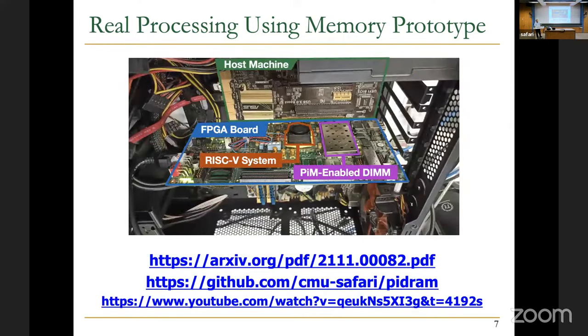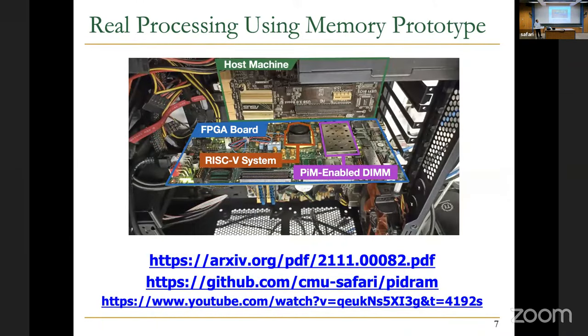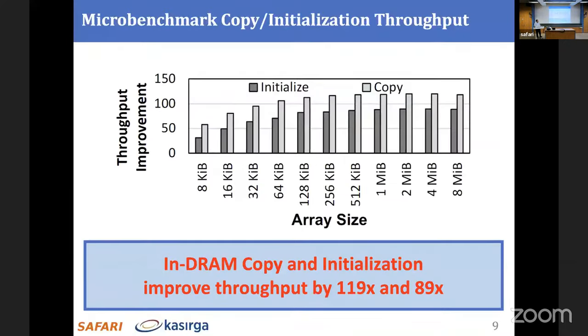This is the implementation of that FPGA board with a RISC-V system and this PIM-enabled scheme, where we do, for example, RowClone. And we released the implementation on our system. I'm skipping these slides relatively quickly because you have already learned about PiDRAM. These are some results that we show: for example, with in-DRAM copy and initialization, we can improve throughput by 119 times and 89 times.